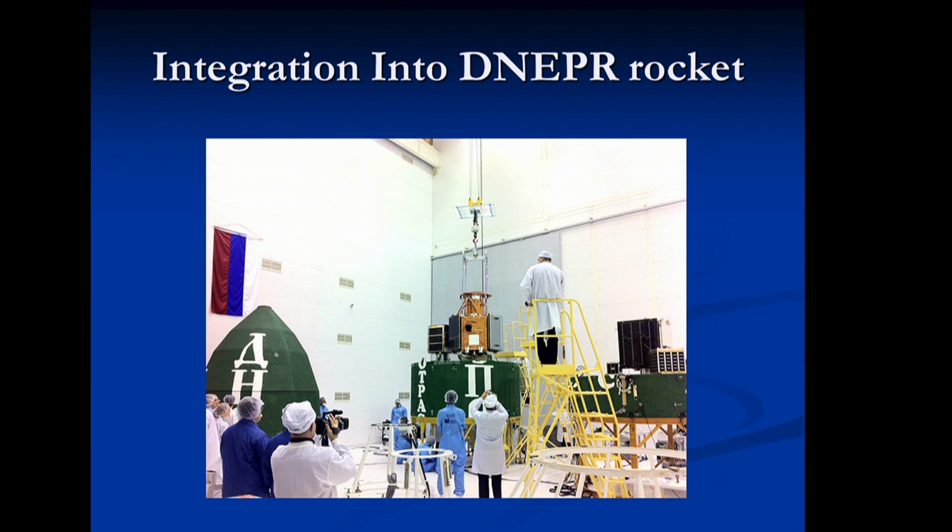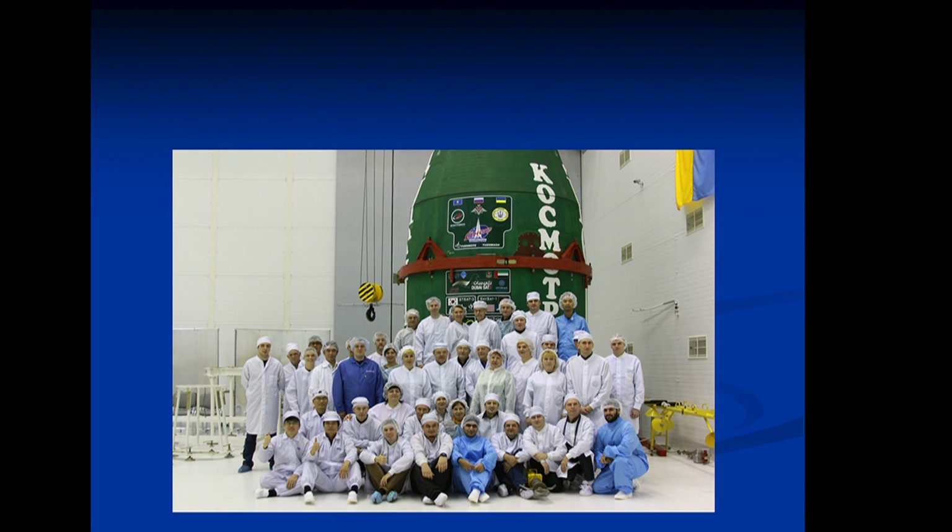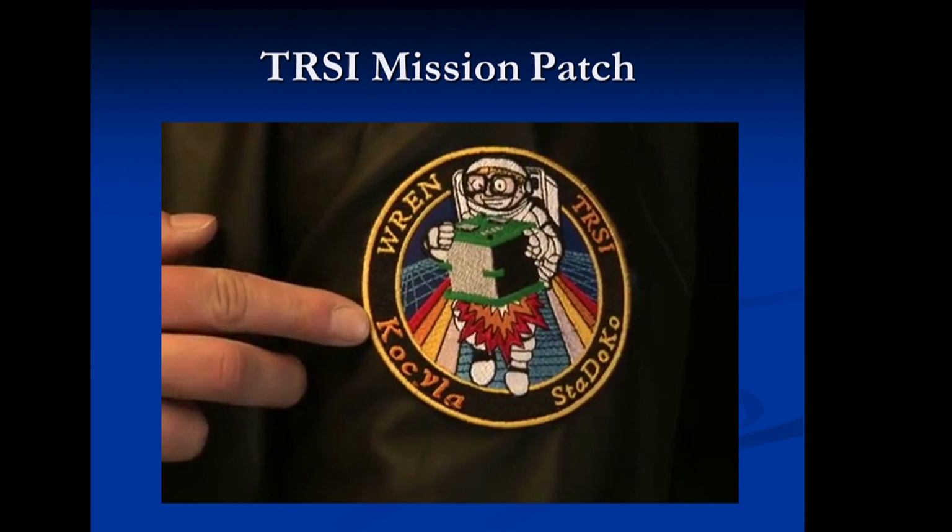So there was an integration procedure, and you can see here the secondary payloads, the satellites, and this one on the right side in the corner, this one deployed ours. So here's the Russian team for the rocket. This was the warhead, former warhead. So we had also some funky patches made.